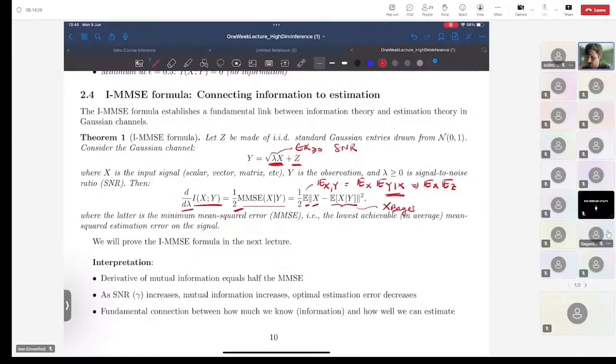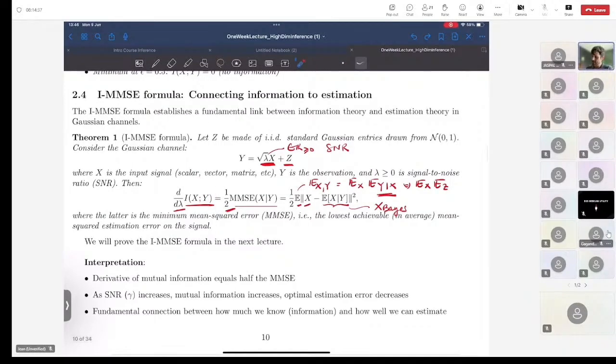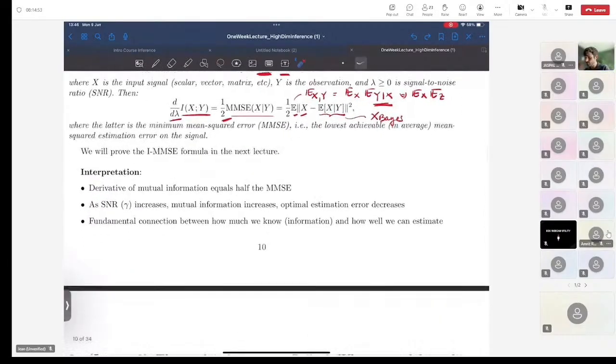This is given by this derivative. Okay, so we have a formula that directly connects a notion of information content, which is the information that the data carries about the signal, and estimation, which is the best error one can aim for when estimating x using the best estimator possible, which is the posterior mean.